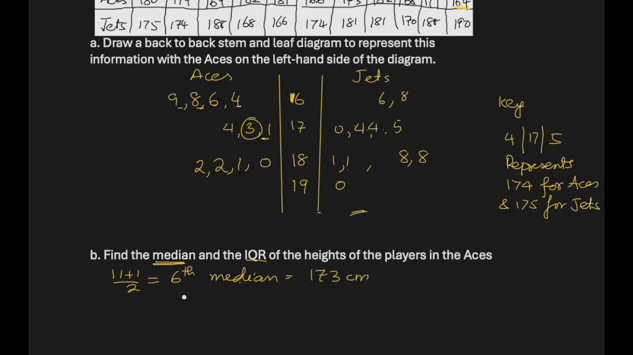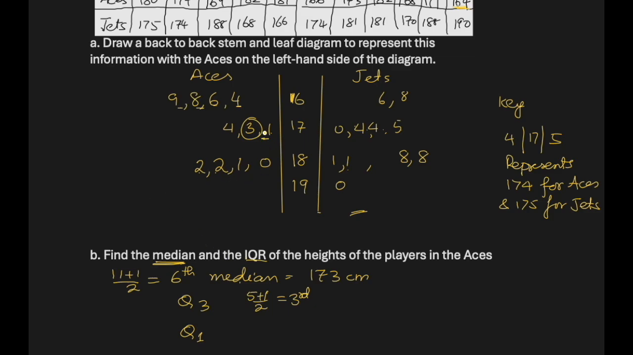Next I need the IQR. For the IQR I need the upper quartile, which is Q3, and the lower quartile, which is Q1. So Q3 is the median of the upper half, excluding 173, excluding the median. How many do we have now? 1 2 3 4 5. So it will be 5 plus 1 divided by 2 again. So the median of the upper half, except for this, is the third position.